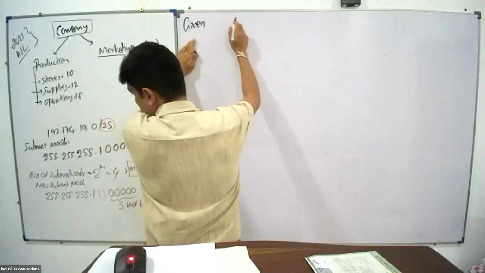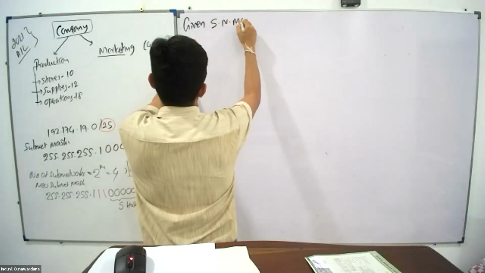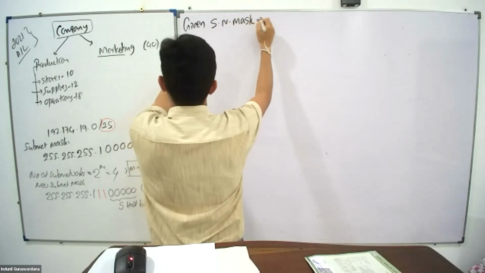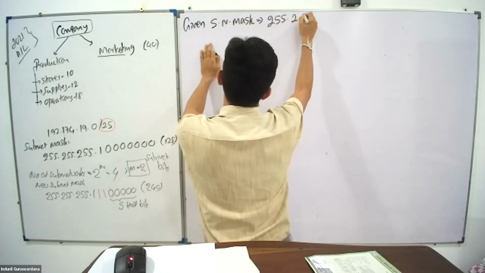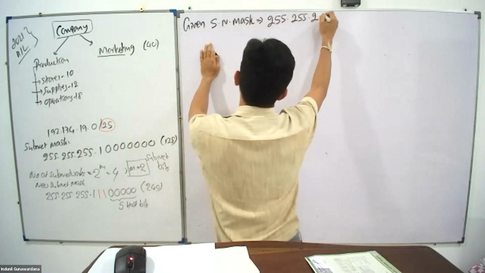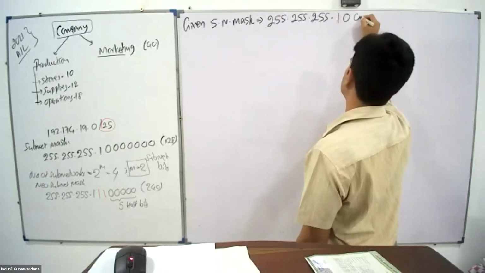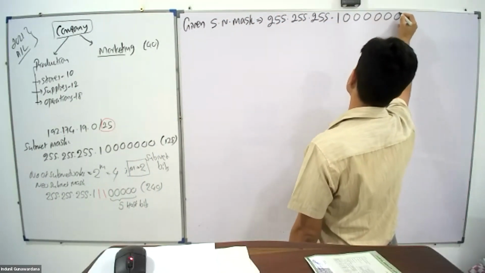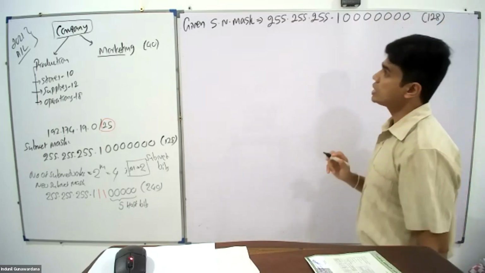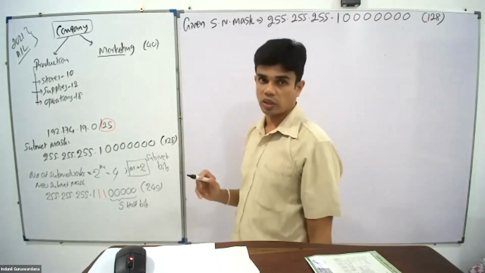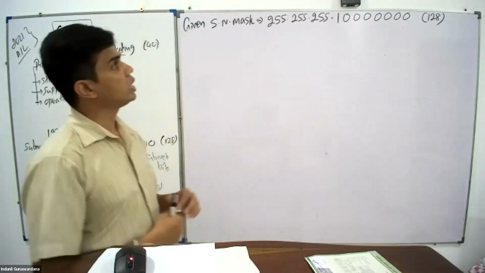VLSM. Then the given subnet mask is 255.255.255.128, which is simply /25. Now this has to be subnetted to maintain this requirement. Right. When you are doing so, we'll continue like this.